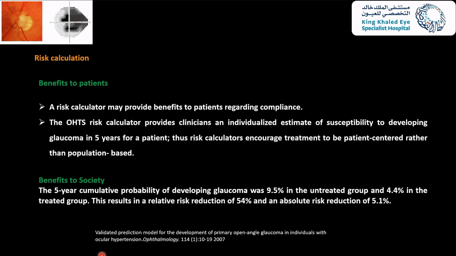So what is the benefit for the patient? Usually those patients will be more compliant or adherent to the therapy if you tell them that risk. And usually the clinician and the individual estimate developing glaucoma in 5 years. So you give the follow-up based on that risk calculation.